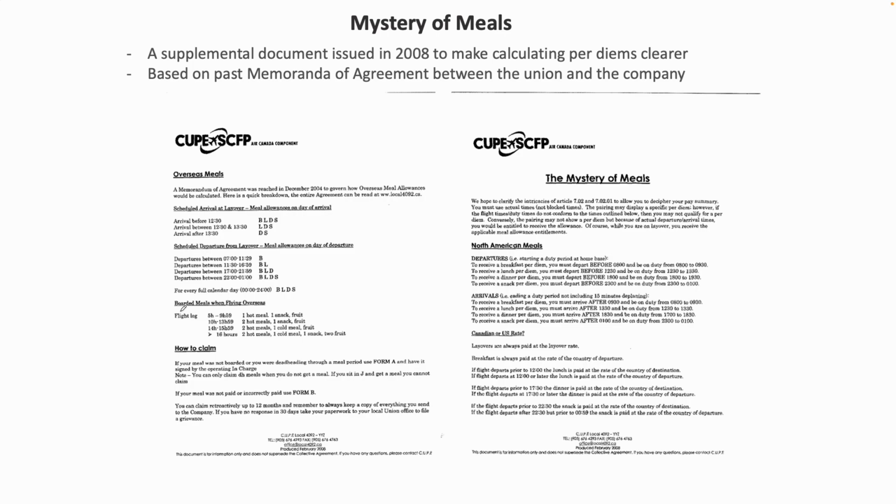Having said that, the standard disclaimer applies for this document in that the collective agreement ultimately supersedes it if there were to be any discrepancy. Having said that, this document has been around for a long time and has not changed since 2008. So it is fairly reliable as far as using it to determine eligibility for any given meal allowance.